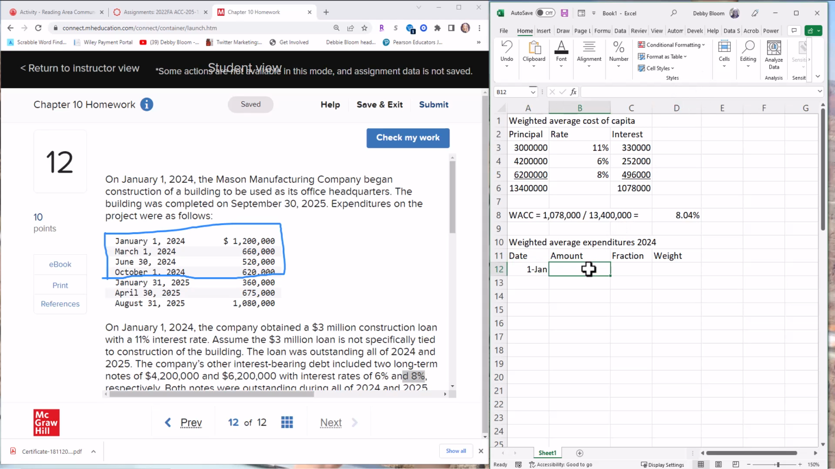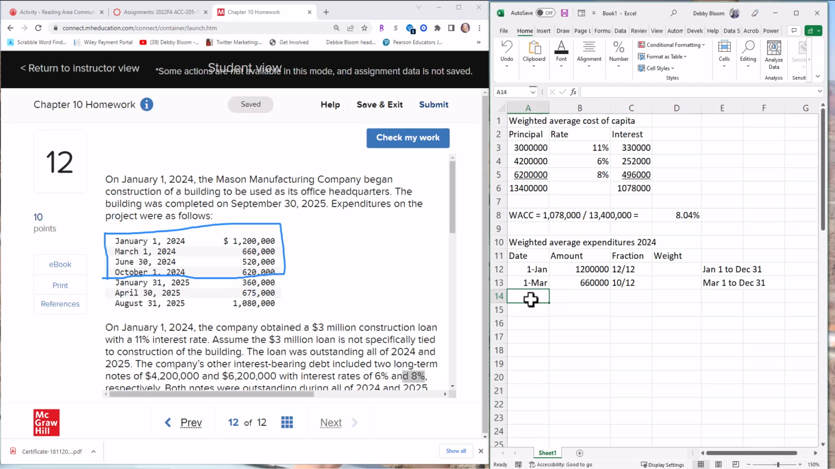So just like we did in the last problem, on January 1st, let me note that this is for 2024. On January 1st, I spent $1,200,000. And once again, we want to find how many months it is from January 1st to December 31st. That is 12 months. So we're going to use a fraction of 12 over 12. Remember, 2024 is an entire year. Then we have March 1st, our second expenditure, $660,000. So we're going to count the number of months from March 1st to December 31st. We've done this a bunch of times. That gets a fraction of 10 over 12.